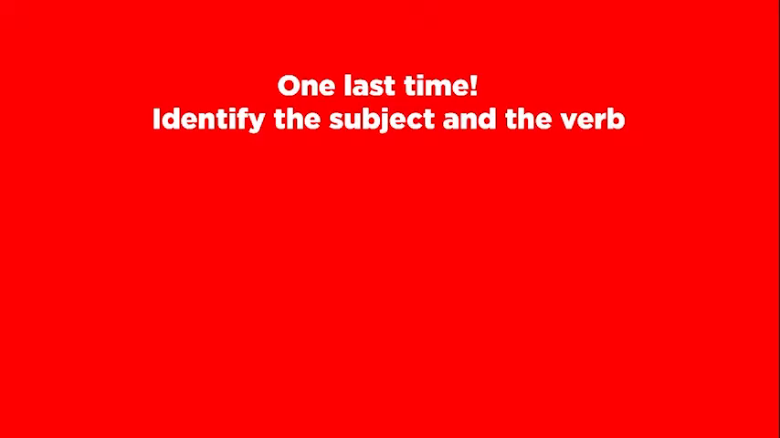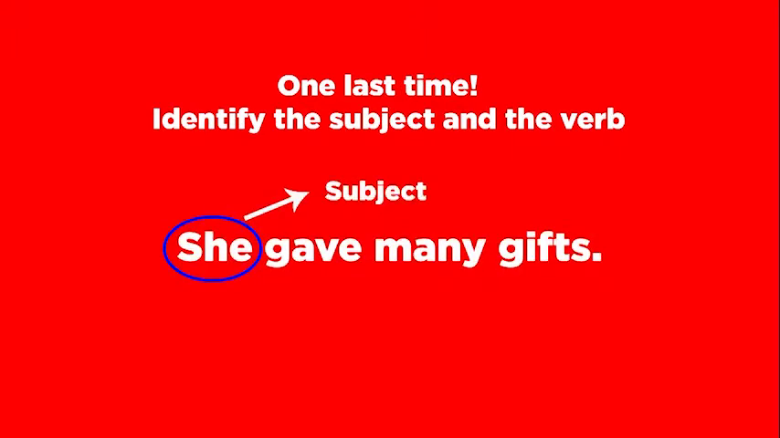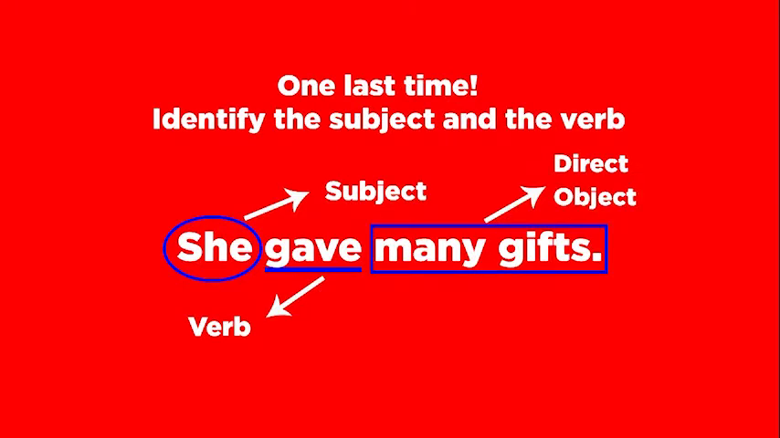And the last example was, she gave me many gifts. We already know our subject, our verb, but what did she give? Gifts. Of course, the direct object is gifts.